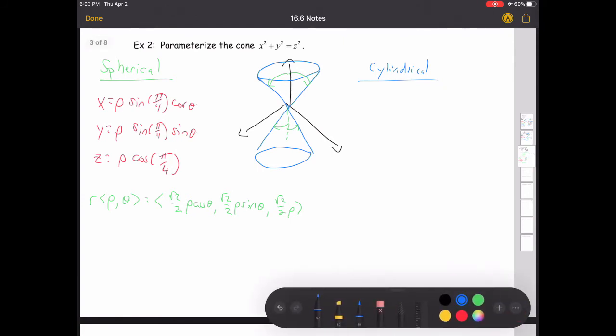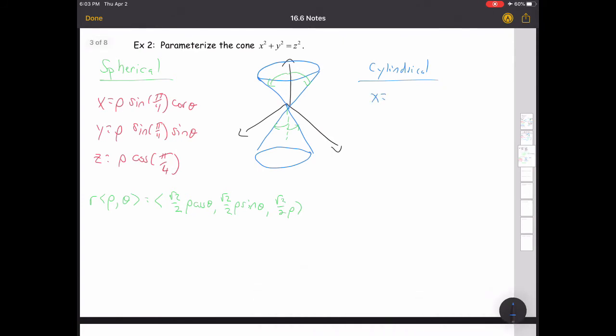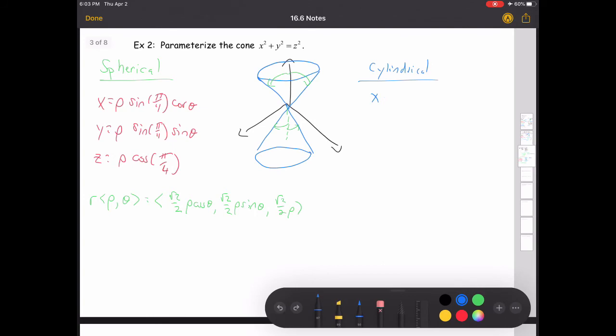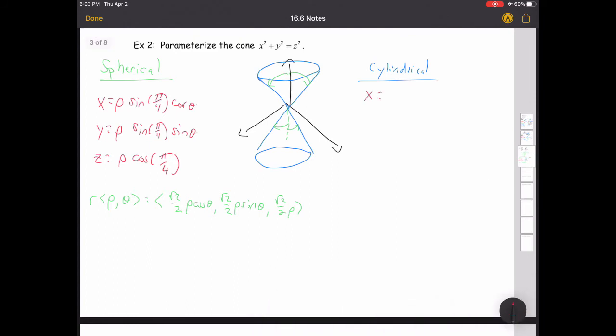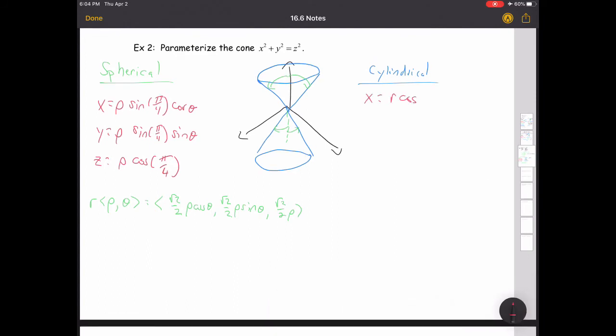X here is just going to be r cosine t. Y is going to be r sine t. And again, remember, t is basically your theta that goes all the way around. It has to. R is like your radius. That's your rho, basically. It has to go out to the edge, so it's constantly changing.